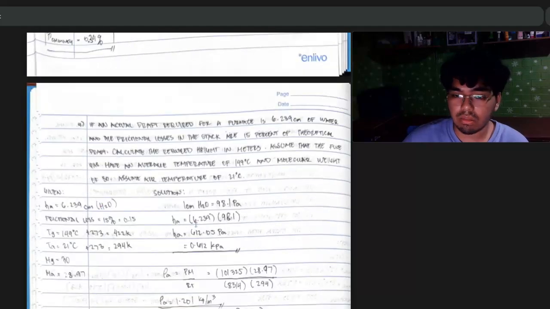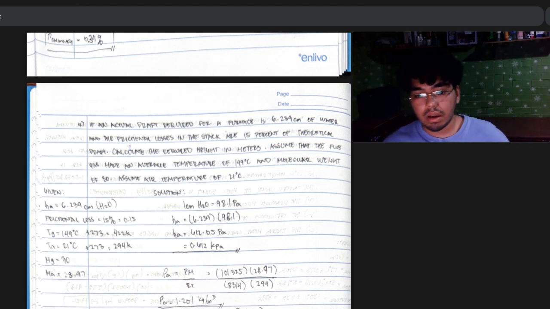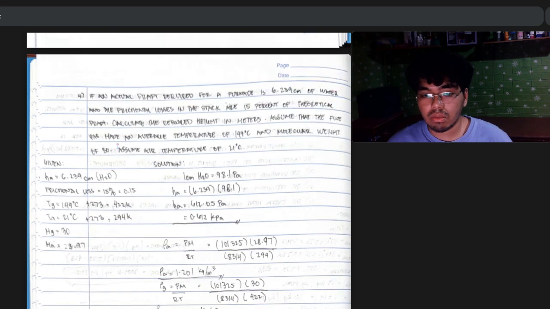So next, number 4. If an actual draft required for a furnace is 6.239 centimeter of water and the frictional losses in the stack are 15% of theoretical draft, calculate the required height in meters. Assume that the flue gas has an average temperature of 149 degrees Celsius and molecular weight of 30. Assume the air temperature is 21 degrees Celsius.